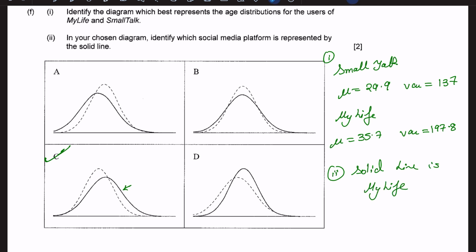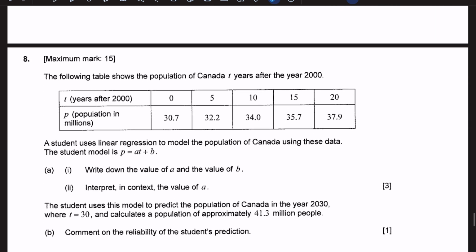This is because for the solid line, for my life, mu is bigger than that of Smalltalk. So Smalltalk has a lower value of mean as compared to my life, because the my life's midpoint is lying to the left of that of Smalltalk. And if I compare the heights, my life has a smaller height as compared to Smalltalk, and that is true because higher variance will have smaller heights. So C is the right answer, with the solid line being my life. Now moving on to the next one.